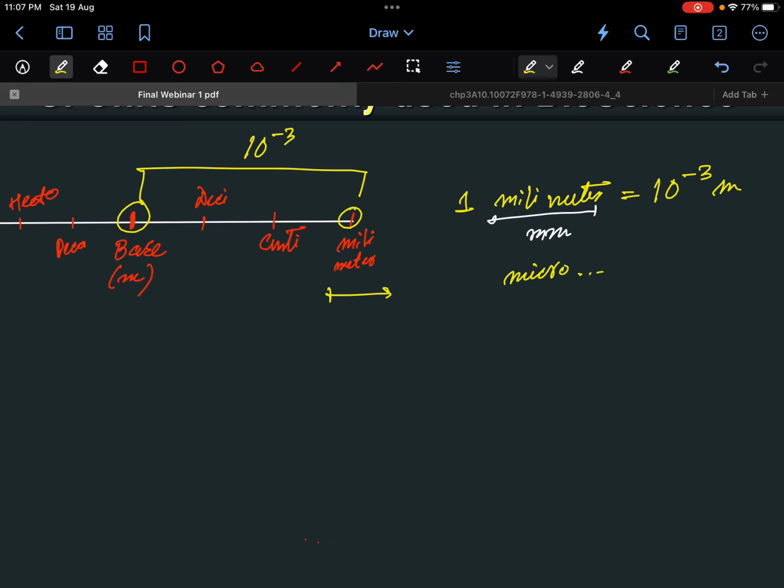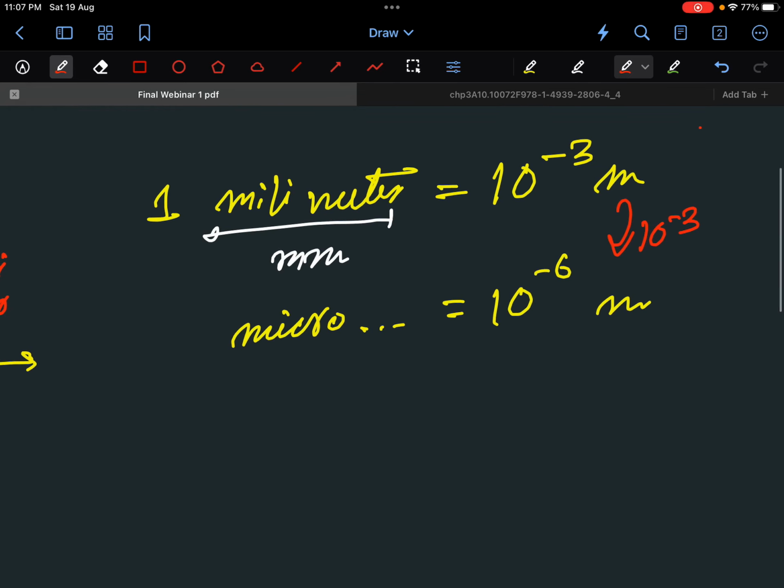I will not write meter every time, just to save some time. And micrometer is 10 to the power what? 10 to the power 6. So the concept is, for every jump from millimeter to micro, micro to nano, nano to pico, every jump is 10 to the power minus 3. This 3 is the magical number, as you will also see in the kilometer area. The decrease is 10 to the power minus 3 for every step.